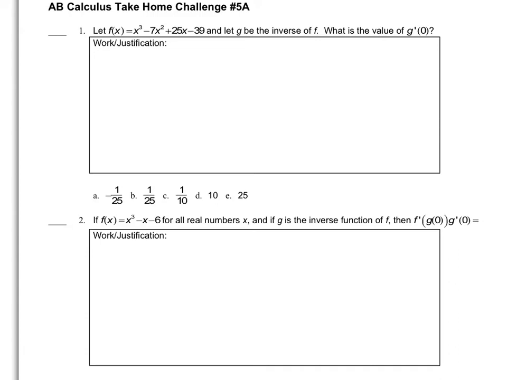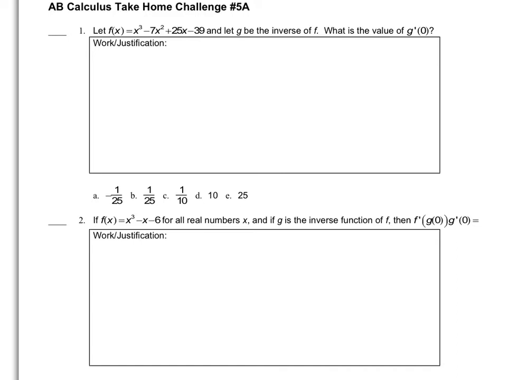Let's take a look at problem 1. Here, f of x equals x cubed minus 7x squared plus 25x minus 39, and g will be the inverse of f. I'm asking what the value of g prime of 0 is, or what's the slope when x equals 0 in the g function.